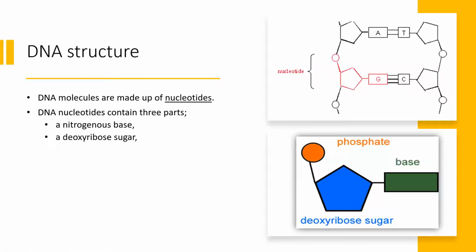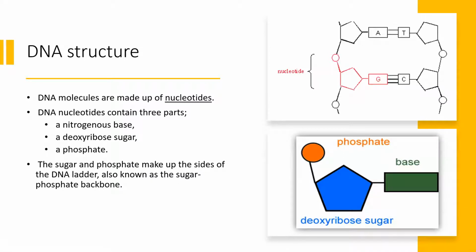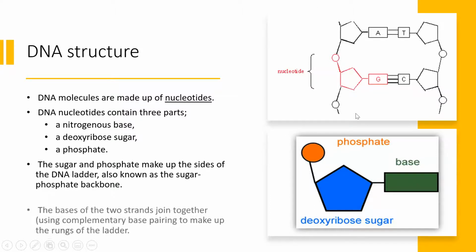It's then got the deoxyribose sugar. Okay, so here's our sugar, and here's our sugar there on the chain. And then it's got the phosphate group here. So there's the phosphate, okay, and we quite often call this the phosphate backbone. So the sugar and the phosphate make up the sides of the ladder, also known as the sugar-phosphate backbone of the DNA.